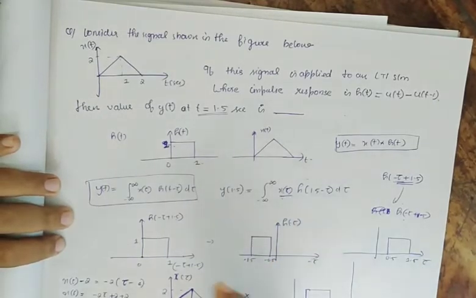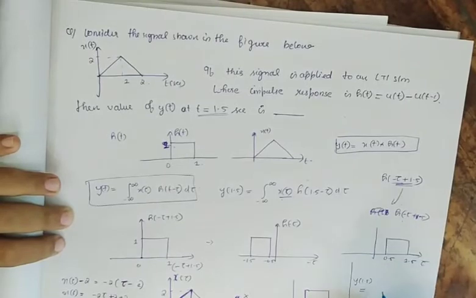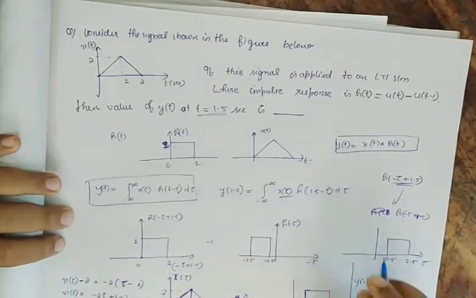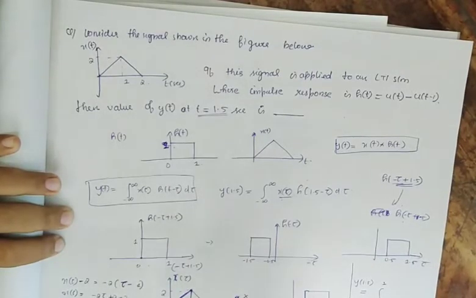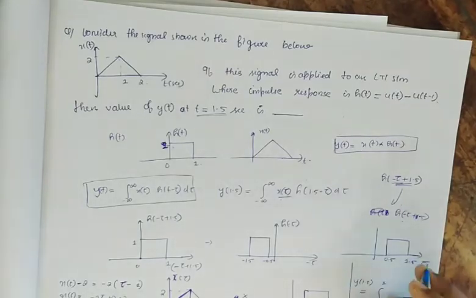So from this multiplication, the result will only be valid from 0.5 to 1.5. So I'll write like this: y of 1.5 equal to integral 0.5 to 1. Okay, 0.5 to 1, x of tau has a particular value. So we'll only take from 0.5 to 1 for now.